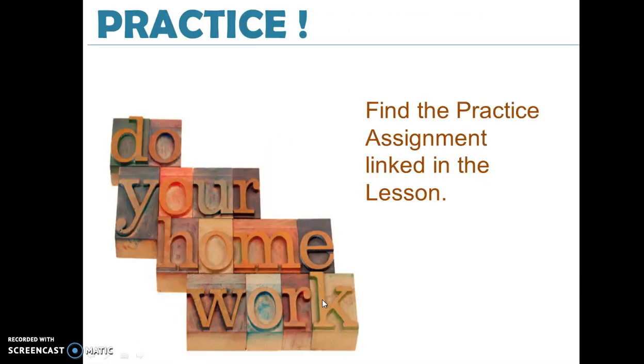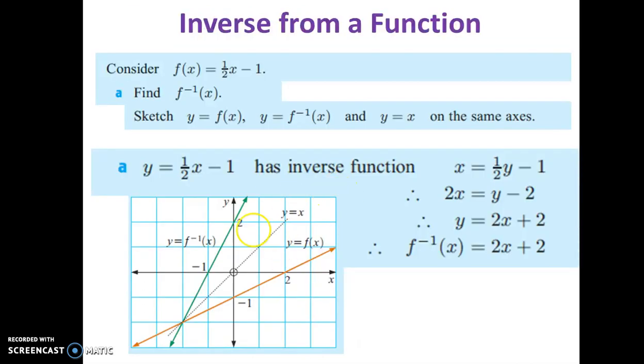Right, so the practice assignment will have you practicing these ideas a little bit more. Make sure you work hard on it and check your answers on the back page. You can do it.